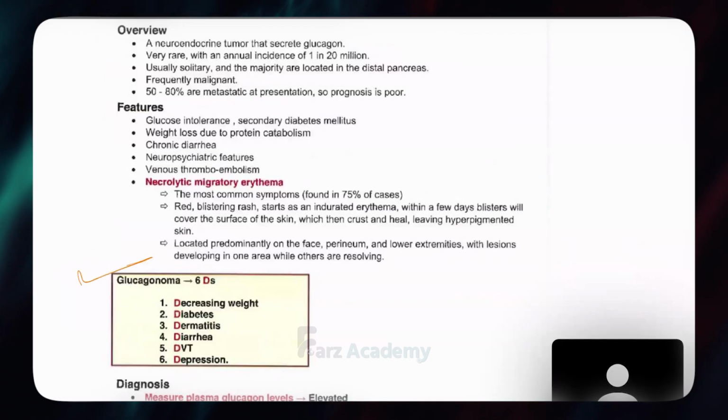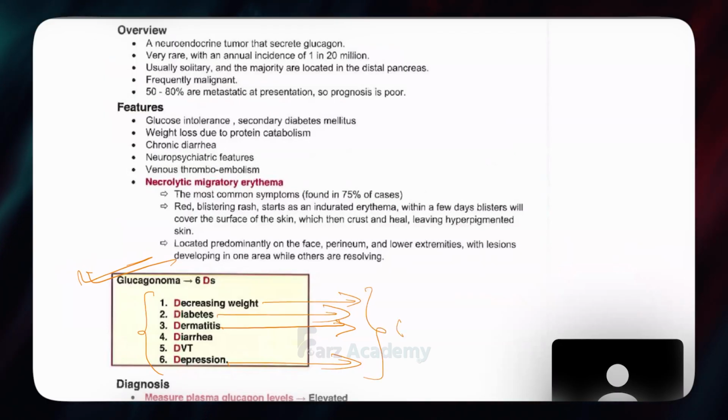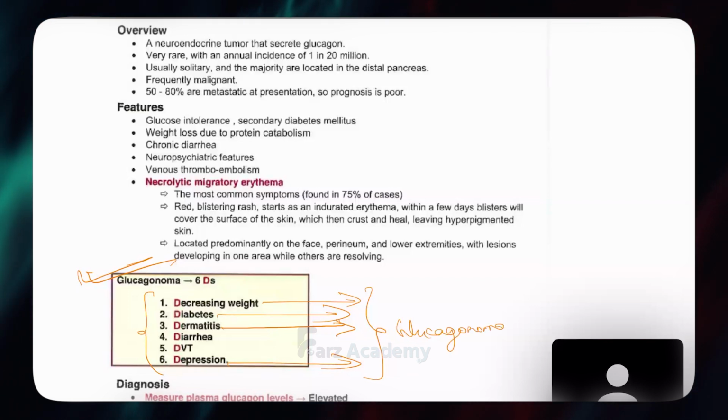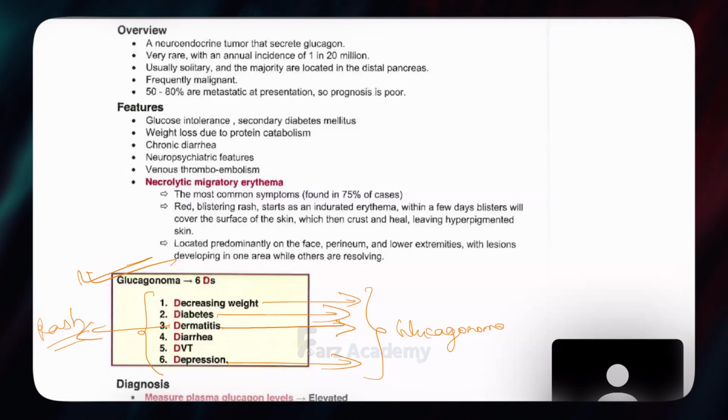This is the glucagonoma. The characteristic 6 Ds: decreasing weight, diabetes, dermatitis, diarrhea, DVT, depression. A patient with a skin rash, with depression, with diabetes, and decreasing weight, always rule out glucagonoma. Although less common than insulinoma, this rash is very typical. The rash is very typical. Okay, do see these images on the internet. Or today also, if we have time at the end, we can just share my net and we can see all together the 3-4 images.